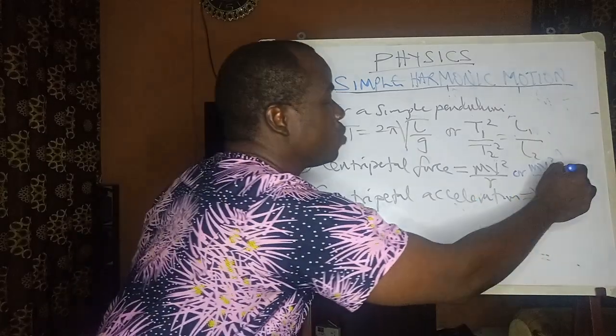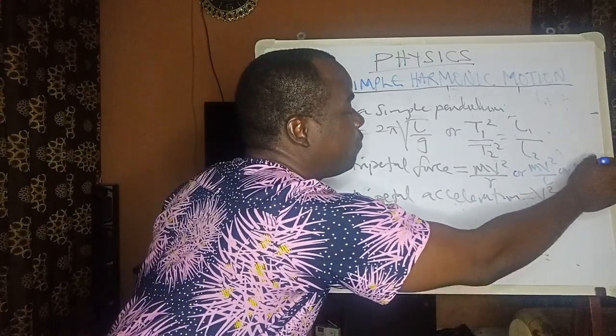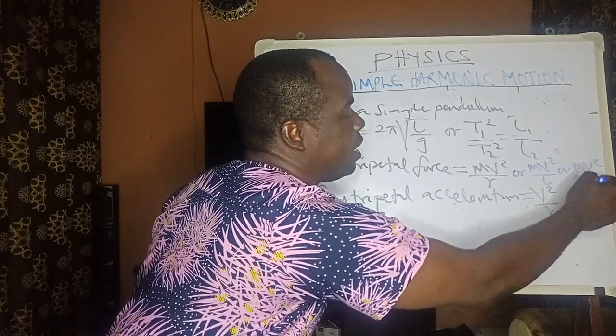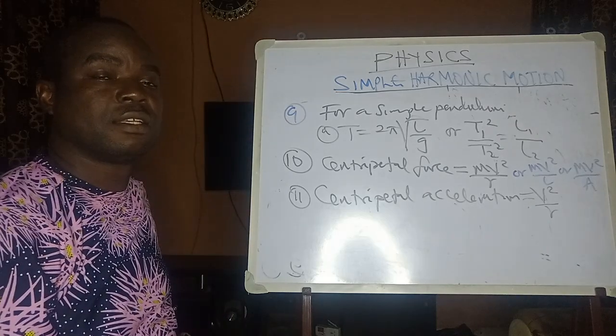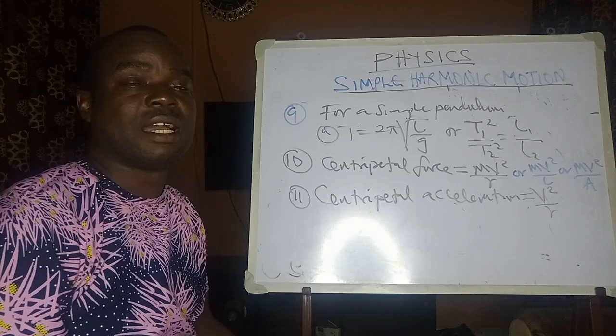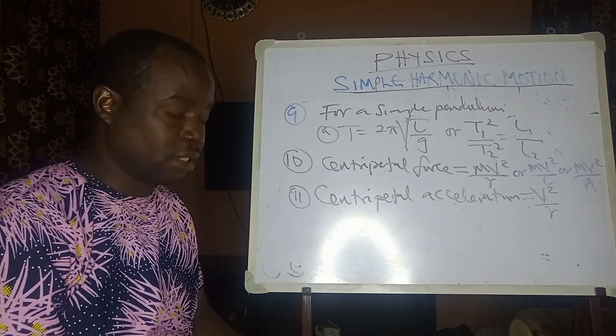Then you can also say mv squared over what? Over A. Okay, so please, R is equal to L and is equal to A. Take note of that.